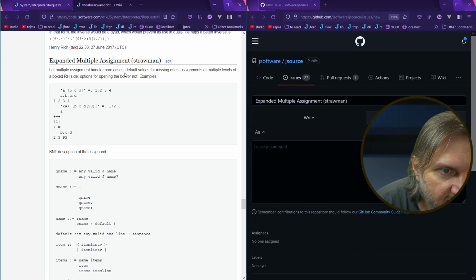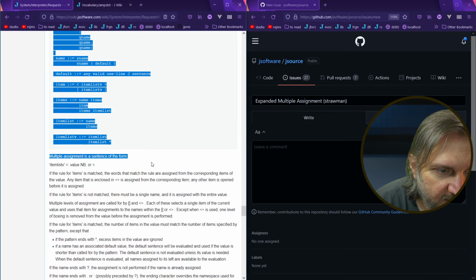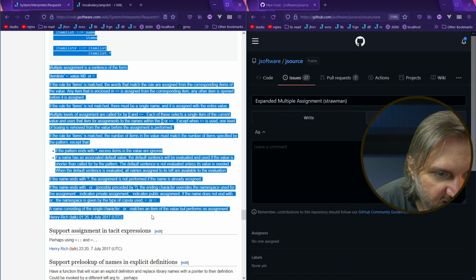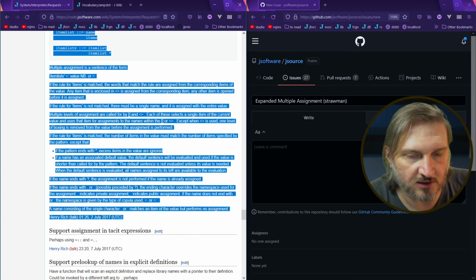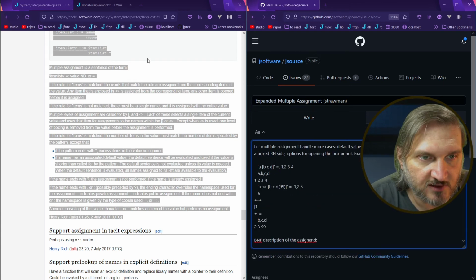Let multiple assignment handle more cases, default value. So basically just add more features to multiple assignments, like this nested option. Destructuring assignment, basically, which I think is cool. I would give this a thumbs up. So let's format this.